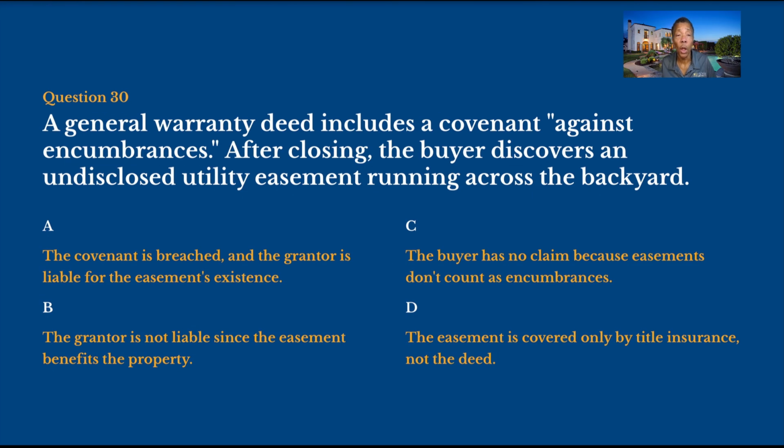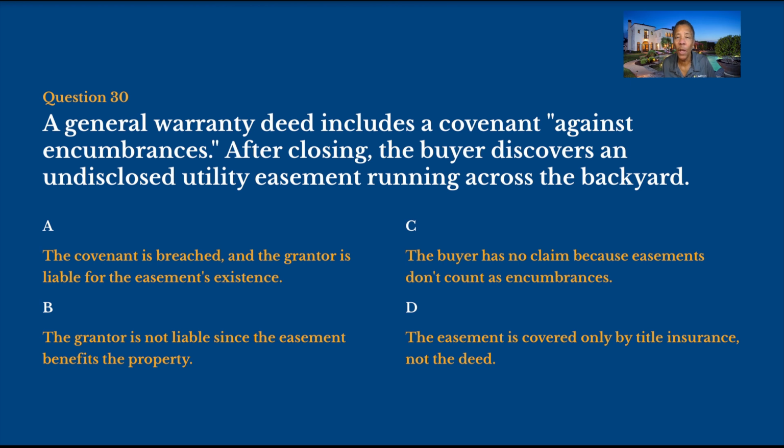Number 30. A general warranty deed includes a covenant against encumbrances. After closing, the buyer discovers an undisclosed utility easement running across the backyard. A. The covenant is breached and the grantor is liable for the easement's existence. B. The grantor is not liable since the easement benefits the property. C. The buyer has no claim because easements don't count as encumbrances. And D. The easement is covered only by title insurance, not the deed.